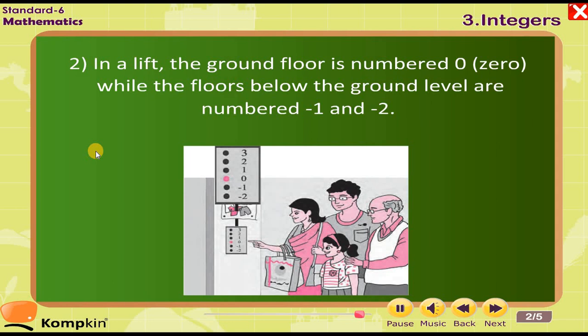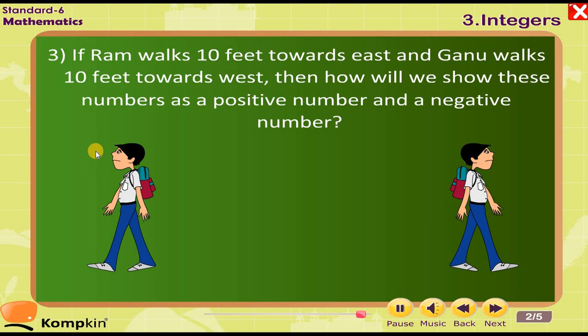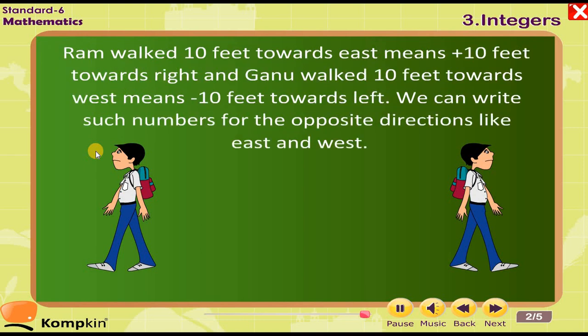and -2. 3. If Ram walks 10 feet towards east and Ganu walks 10 feet towards west, then how will we show these numbers as a positive number and a negative number? Ram walked 10 feet towards east means plus 10 feet towards right, and Ganu walked 10 feet towards west means minus 10 feet towards left.